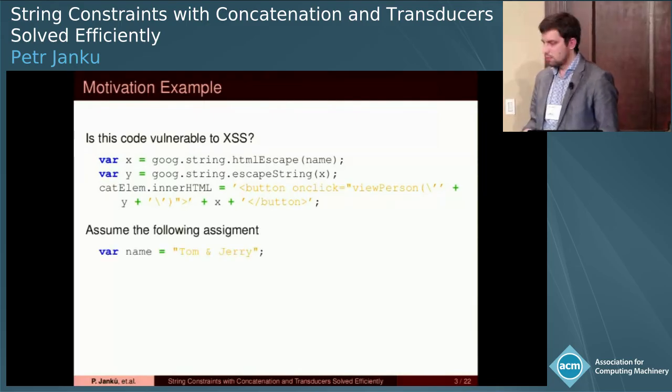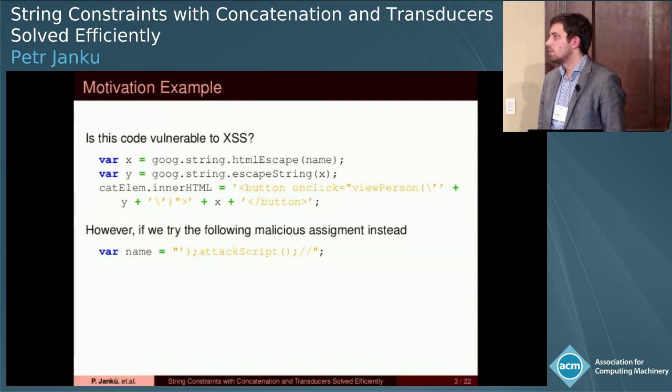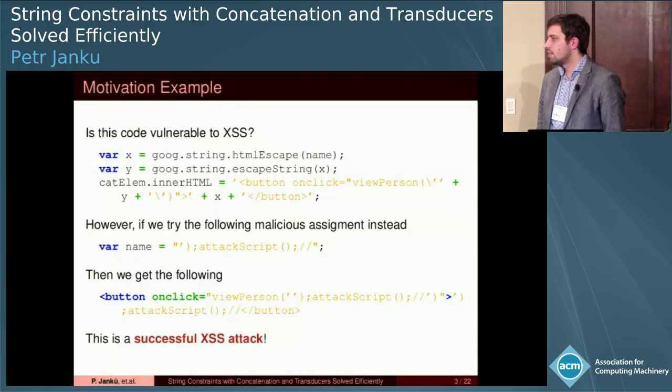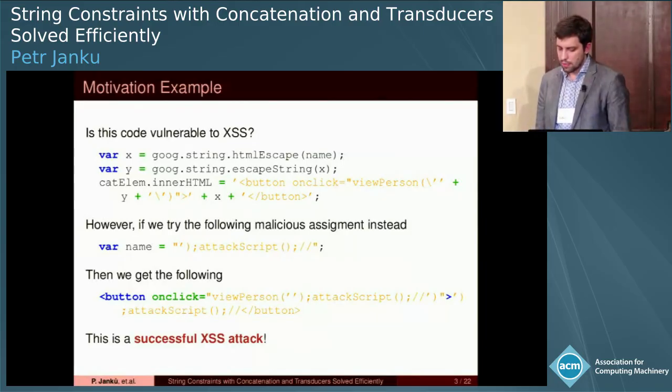First, we try to assign the string Tom and Jerry into name. It gives the desired HTML markup. But if we try to input the attack script, we get this HTML markup. The attacker script is executed after function viewPerson. This is a successful XSS attack. This subtle DOM-based XSS bug is due to calling the right escape functions, but in the wrong order.